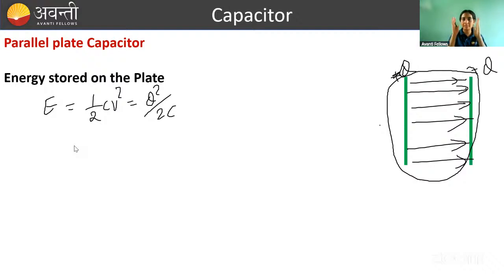Area of the capacitor is A. This distance is d. So volume getting occupied is how much? A into d, right? So energy per unit volume की अगर बात करो तो कितना होगा बताओ? Energy total कितना हमने लिखा? Q square by, या फिर CV square से ही चलते हैं.